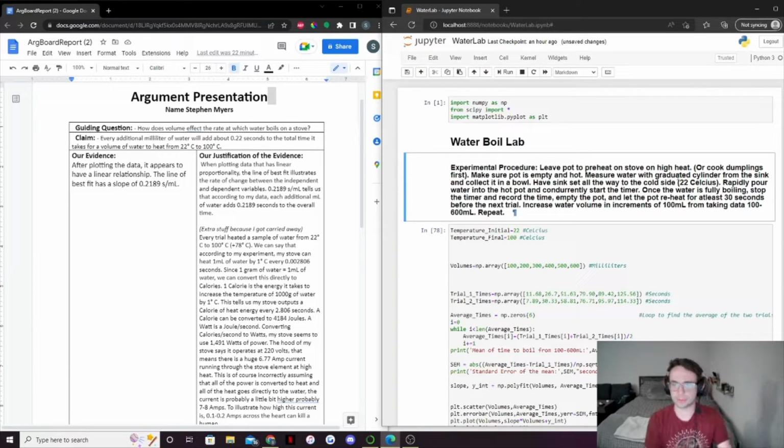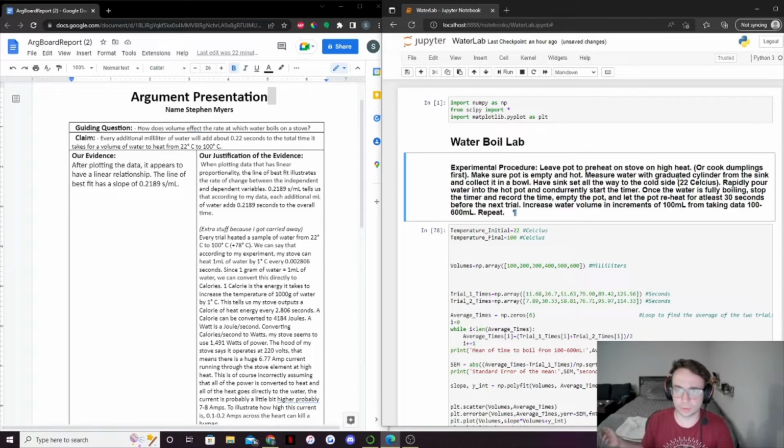Then I made sure that the pot was empty and I put it back on the hot element to make sure that it was kind of preheated. That way I could start with a hot pot every trial. I measured water with a graduated cylinder from my sink. I collected it in a bowl. I had the sink set all the way to the cold side so I could try to control what temperature the water started at, which I measured as 22 degrees Celsius.